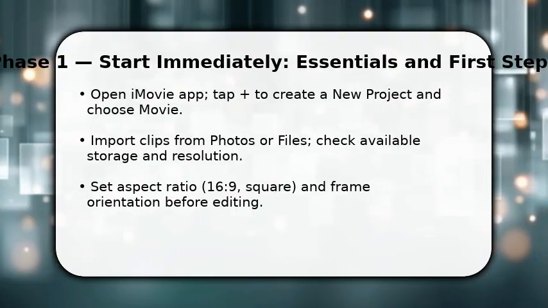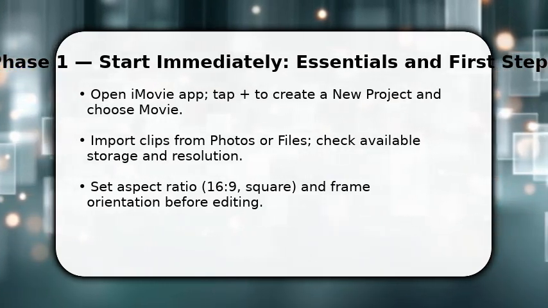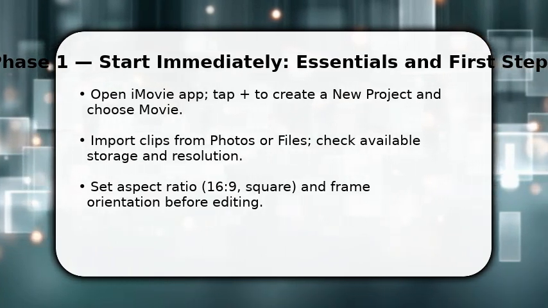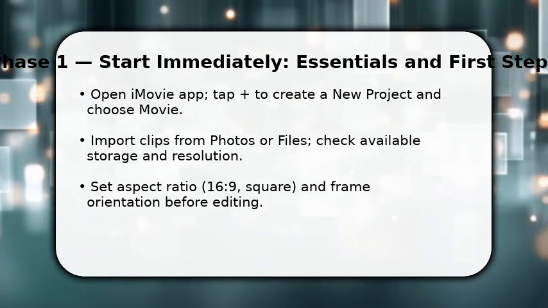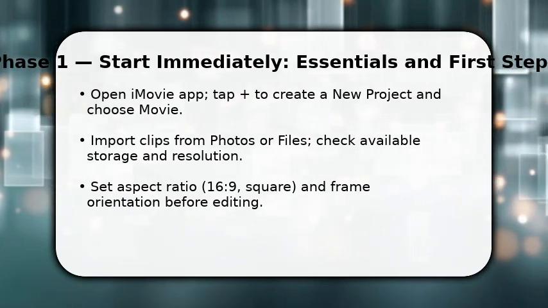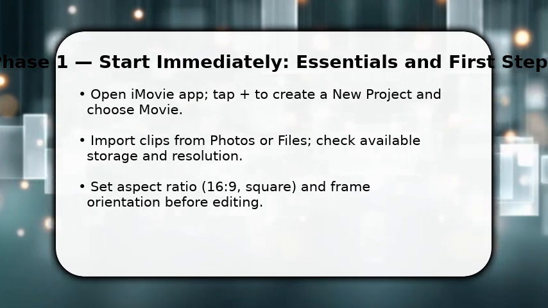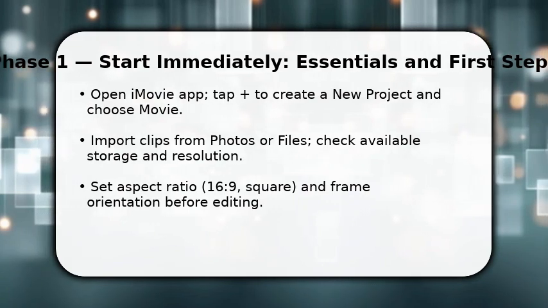You start by creating a movie project so you can edit immediately. First, tap the plus and choose Movie, import clips from photos or files. Make sure you have enough storage and a consistent resolution to avoid choppy exports. Once imported, skim clips and mark the best takes. This saves time. You should also set the aspect ratio, 16:9 for landscape or square for social, so edits and titles fit correctly as you build the timeline.